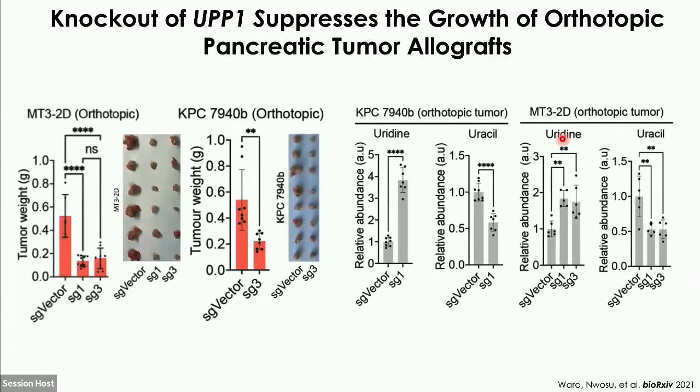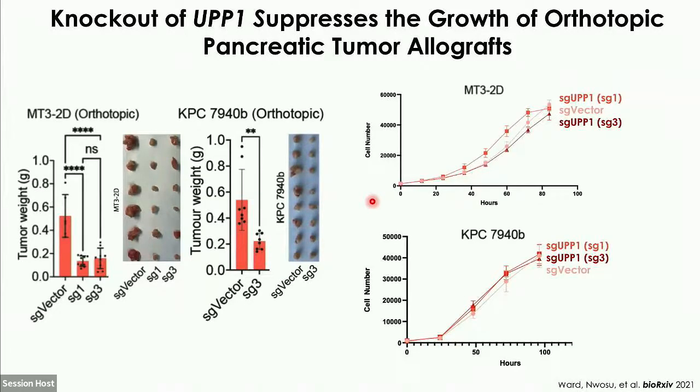We then tested the growth of our syngeneic UPP1 knockout KPC cell lines in orthotopic tumor models. Using multiple lines and multiple sgRNAs, we observed a marked reduction in tumor growth, which paralleled a decrease in the ability of these tumors to metabolize uridine into uracil.